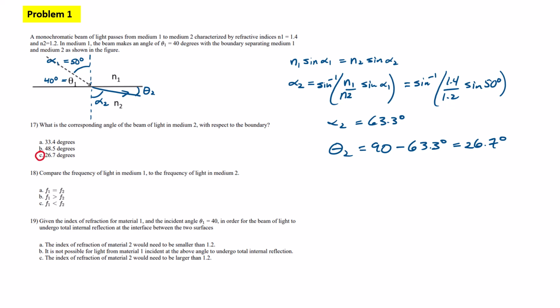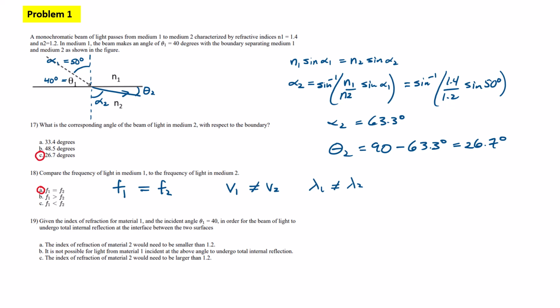Next question says, compare the frequency of the light in medium 1 to the frequency of light in medium 2. One thing to note about the frequency is that it does not change when you go from one medium to another. What is going to change? The speed is not going to be the same, and also the wavelength is not going to be the same. But the frequency will be the same. The frequency is dependent on the source that created this monochromatic beam of light. So for this one, A is the correct answer. Don't get fooled by that.